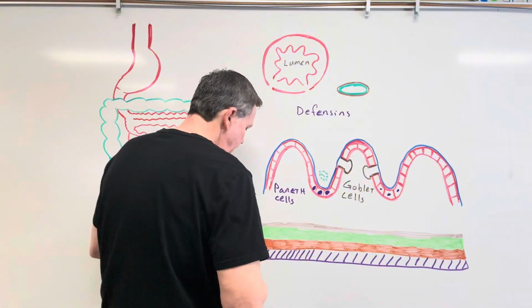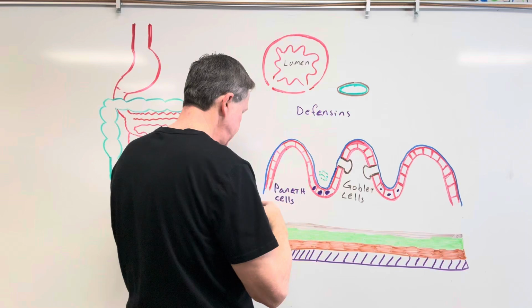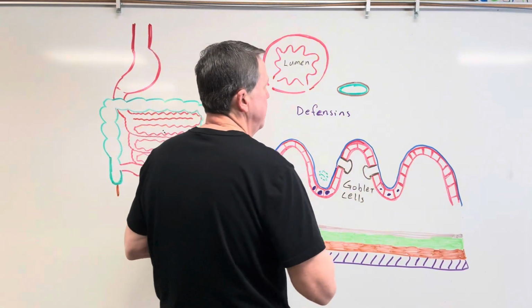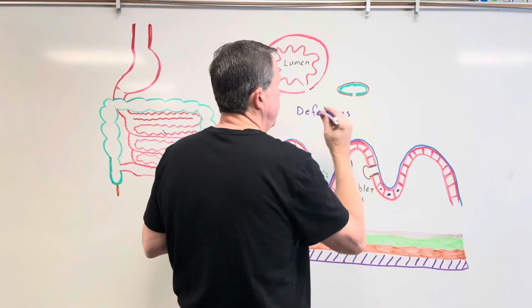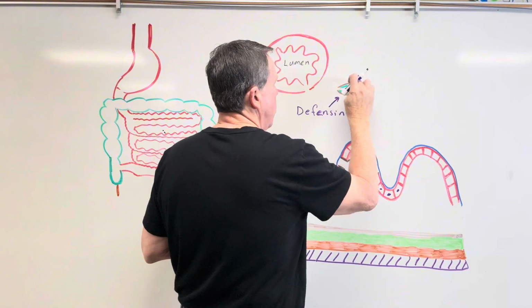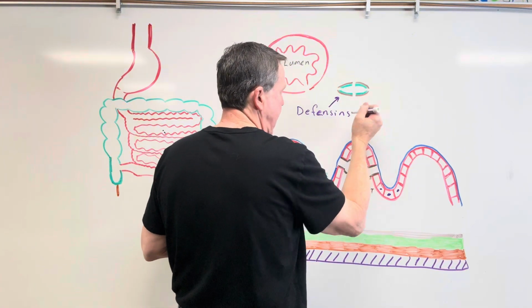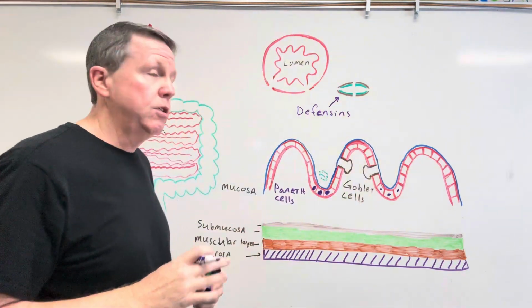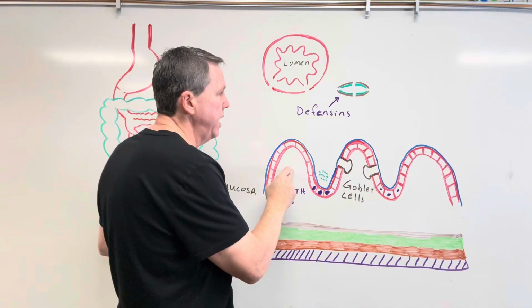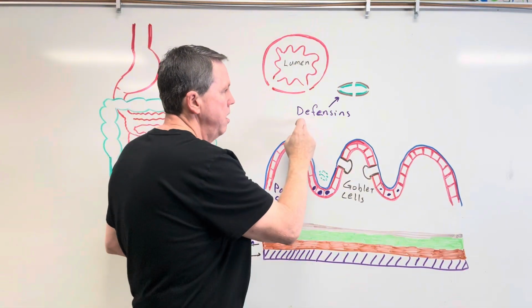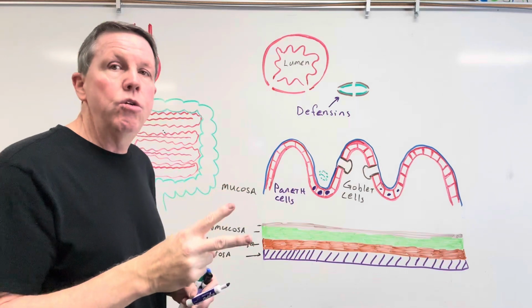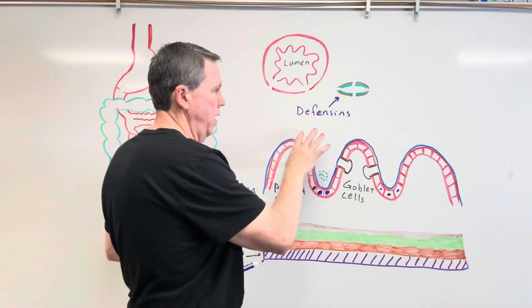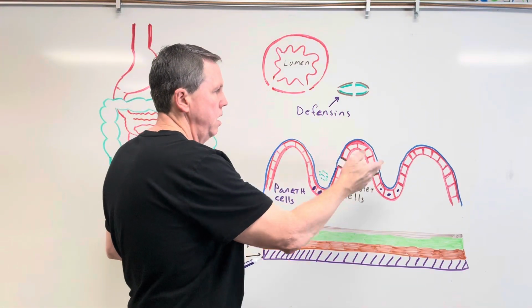And what's going to happen now is the defensins are basically going to come over to this microbe and poke holes in it. It's going to basically stab it and kill it. And that's the way defensins work. So NOD2 plays a role in these Paneth cells making defensins. So that's two ways that NOD2 plays a role in the immune system in your intestines.